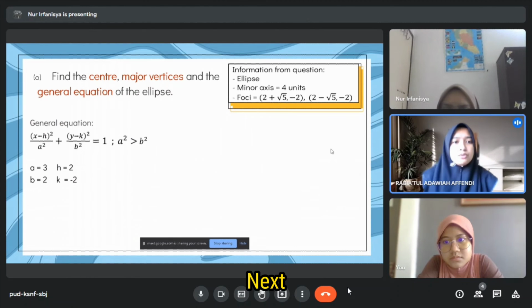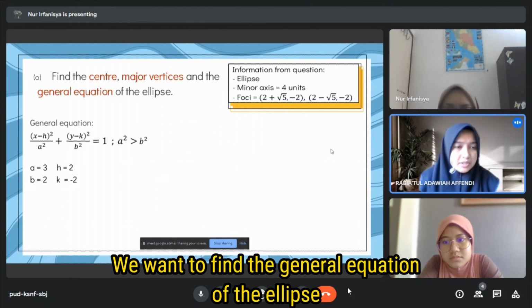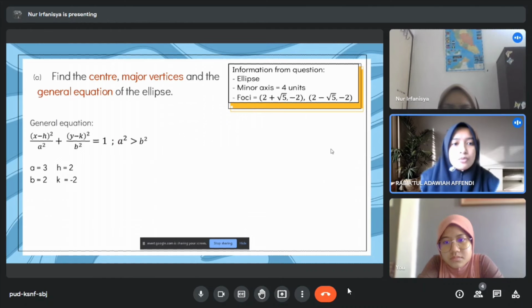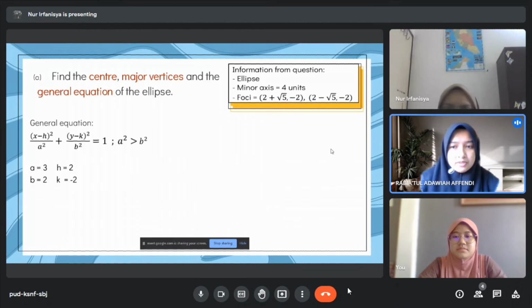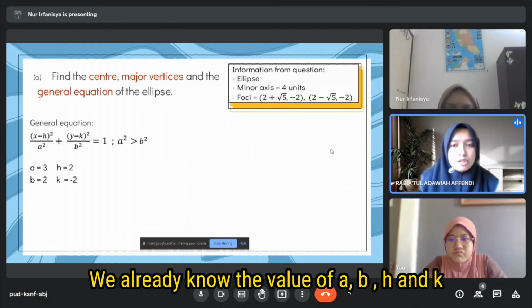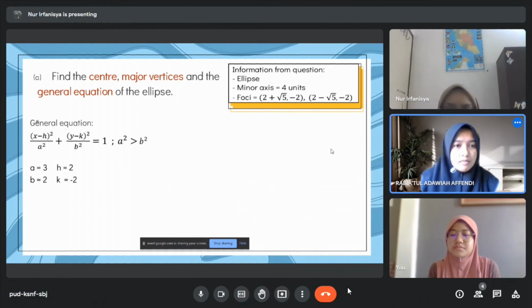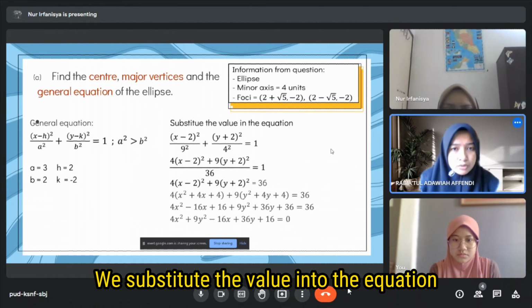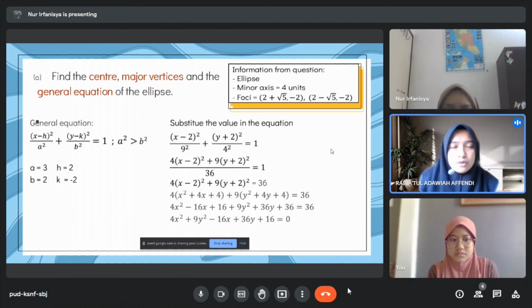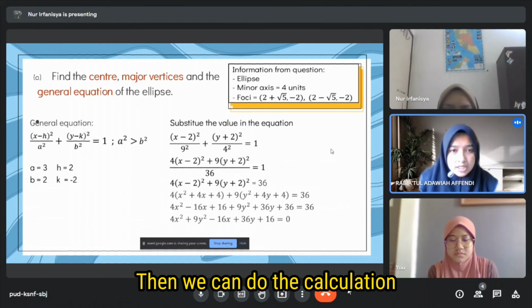Next, we want to find the general equation of the ellipse. To find the general equation, we use the equation for the ellipse, which is as shown in the slide. From the previous calculation, we already know the values of a, b, h, and k. We substitute the values into the equation, and then we do the calculation.